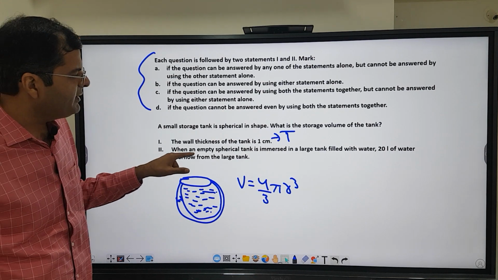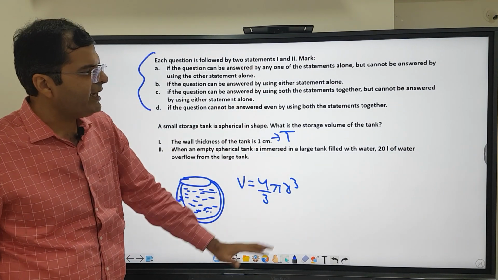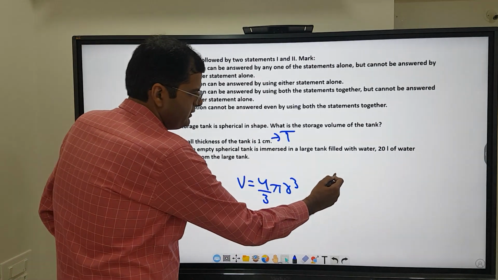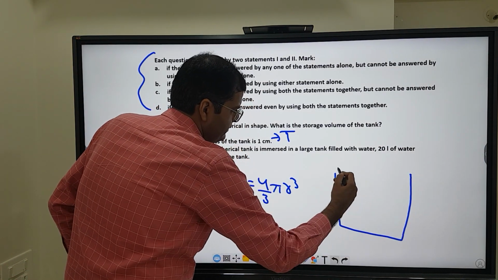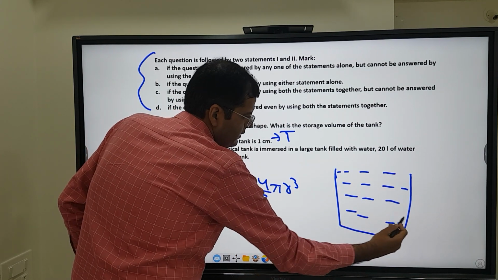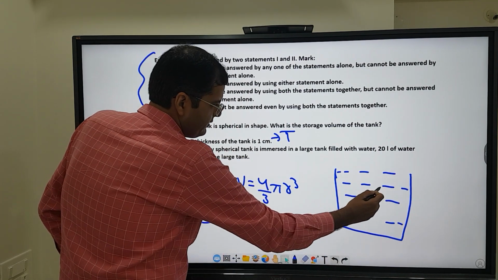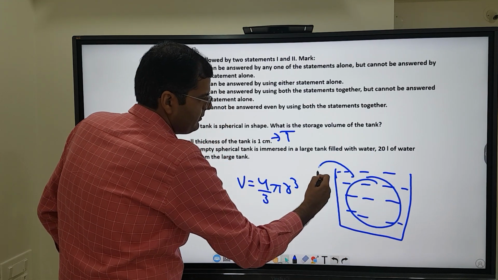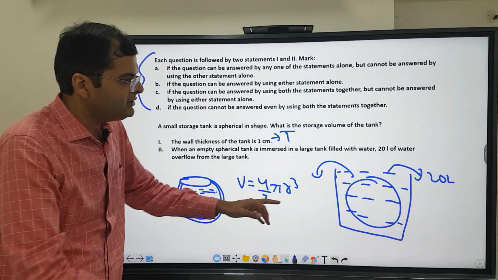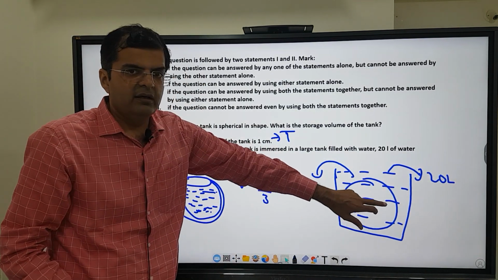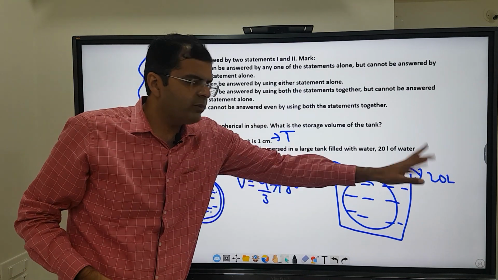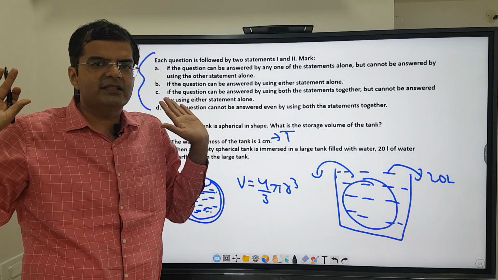The second says when an empty spherical tank is immersed in a tank filled with water, 20 liter of water overflows from the tank. So let's say this is the tank filled with water, and once you put this sphere inside it, some water overflows. That water is 20 liter. That means the total volume of the sphere, internal and external combined, is 20 liter, because that is the amount of water it is displacing.